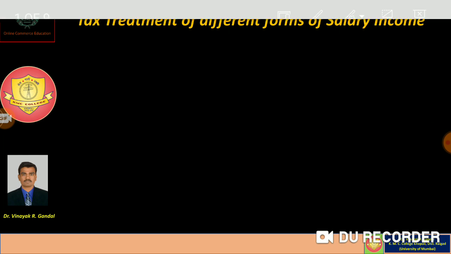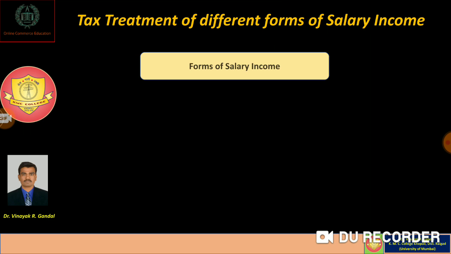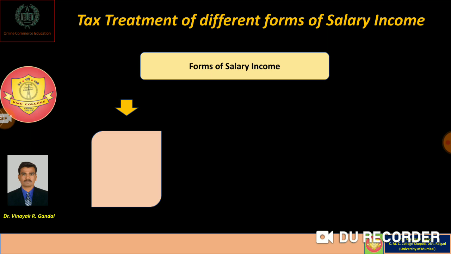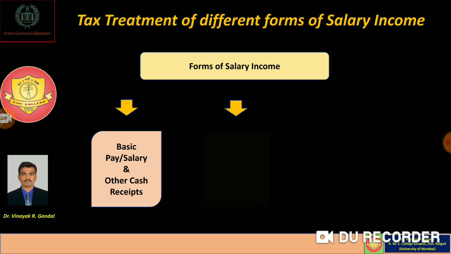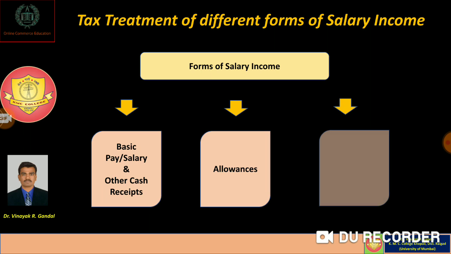Dear students, in the earlier lecture we have already studied different forms of salary income and their tax treatment. So we have studied the tax treatment of basic salary or basic pay and other cash receipts which an employee is getting from the employer. There are another two forms of salary income, called allowances and perquisites. Now we are going to study the allowances and perquisites which an employee is getting from the employer. We have to understand their taxability and tax treatment as per the Income Tax Act 1961.